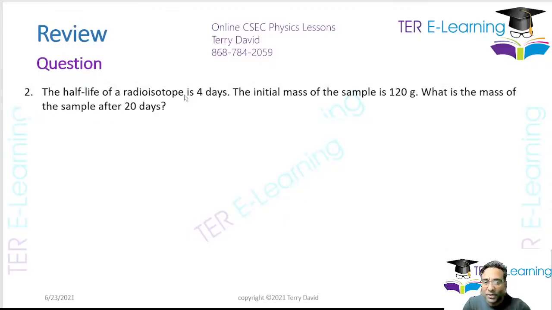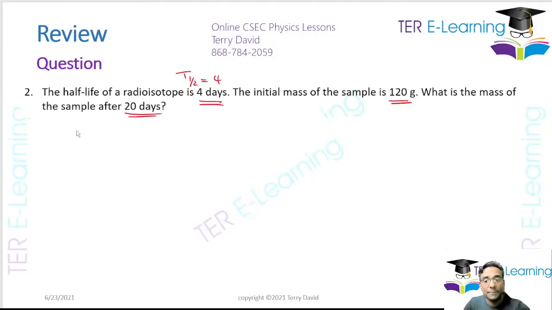So they told us the half-life. The half-life of a radioisotope is 4 days. So you know what T1/2 is, right? T1/2 is equal to 4 days. Now the initial mass of the sample is 120 grams, right? What is the mass of the sample after 20 days? Now, here's what you have to do in a question like this. You know what the half-life is, it's 4 days. You know the total time interval we are concerned about. It's 20 days.